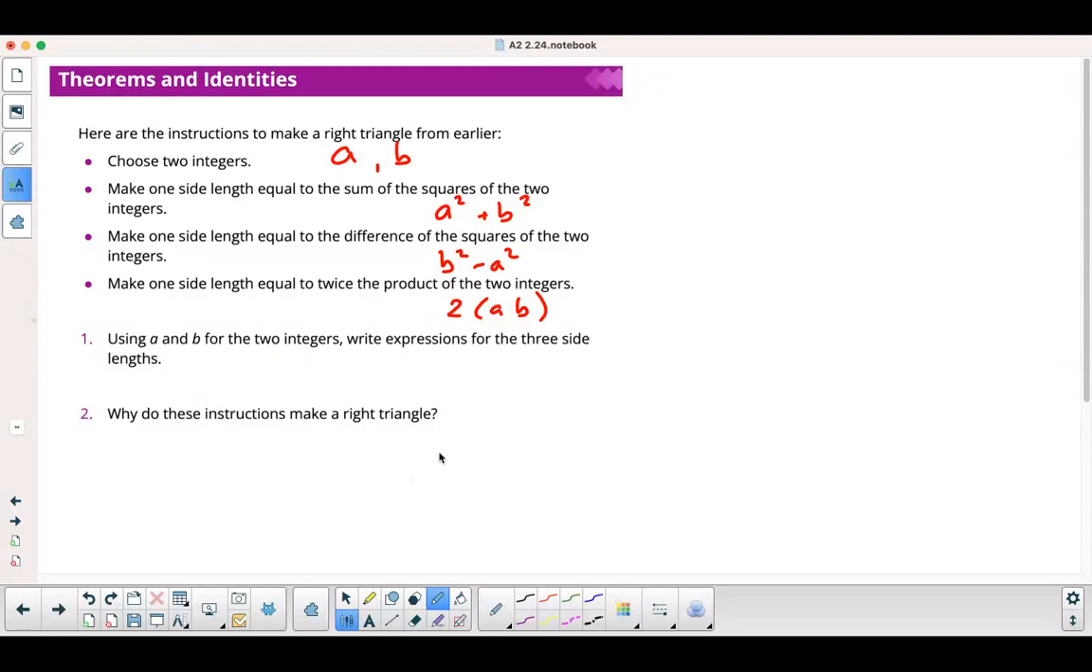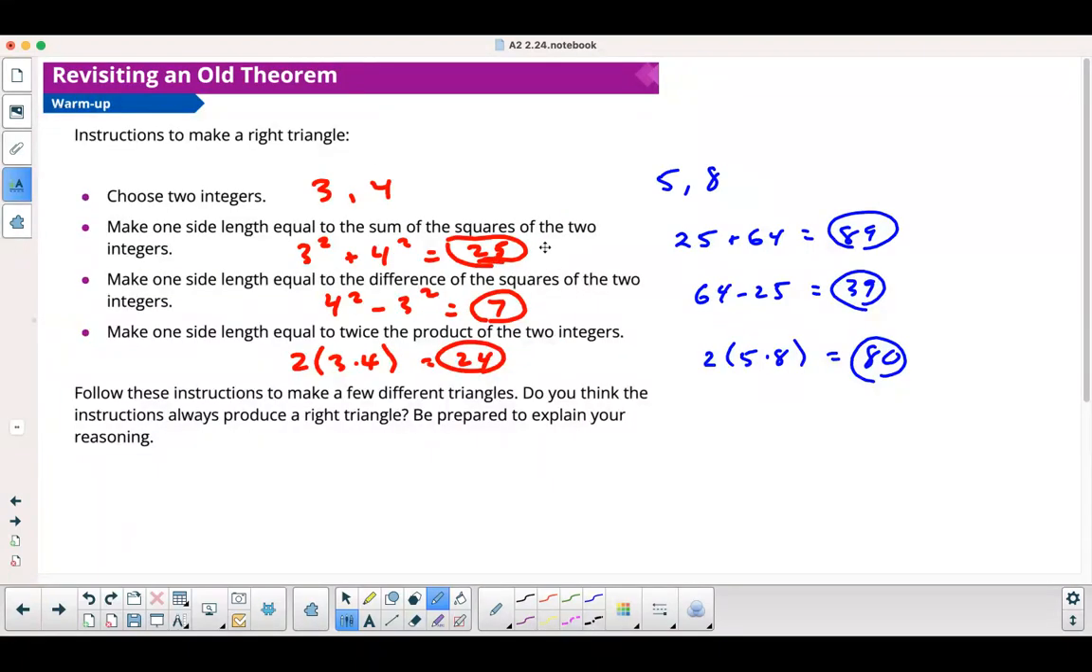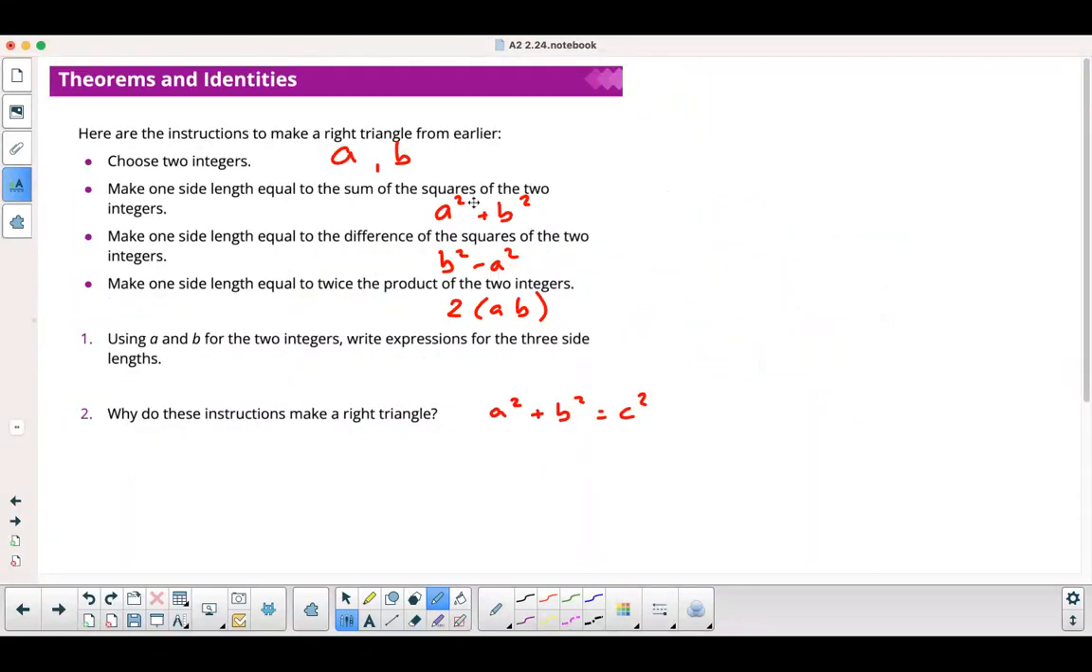So why do they make a right triangle? If you remember the Pythagorean theorem, it's a squared plus b squared equals c squared, and c is always the hypotenuse. Remember on the last slide, I told you to look at how this one is the largest, the first one with the sum of the squares. Same thing over here. So that makes me know that this is my c.